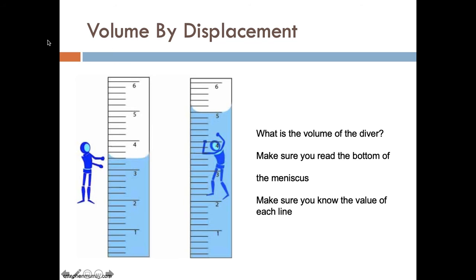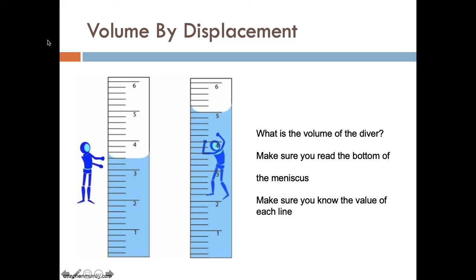And volume by displacement. To find the volume of a solid, especially an irregularly shaped solid such as this diver, you would start with a graduated cylinder that had a known quantity of water in it, and this graduated cylinder on the left has 3.4 milliliters of water inside, and then you add the thing that you want to measure the volume of, and you see the water goes up. So it went up to 5.